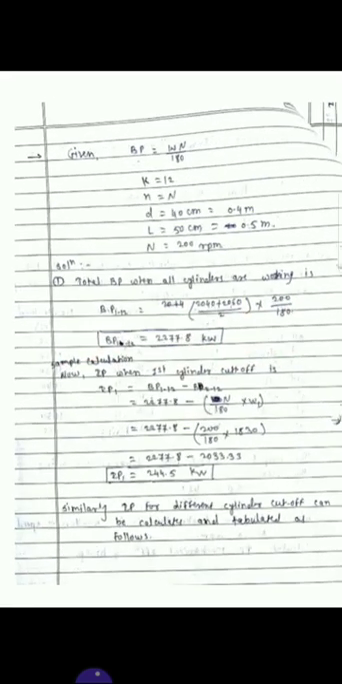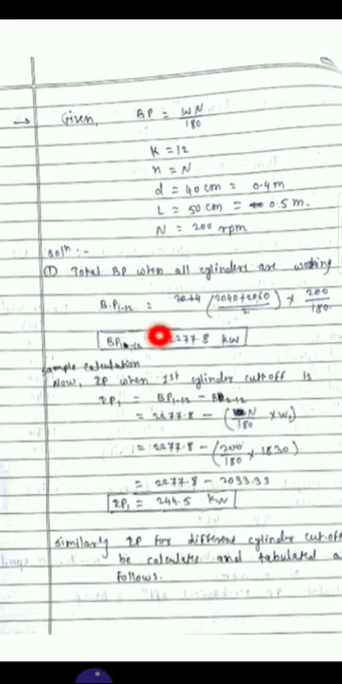The formula is given, W into N divided by 180. We have to put the value of W into N, speed 200, divided by 180. So in this way you will get the brake power when all cylinders 1 to 12 are firing, which will be 2277.8 kilowatt. So in this way we will get the total brake power.